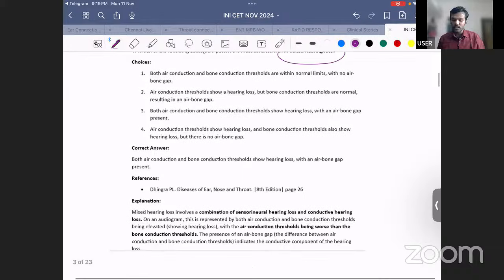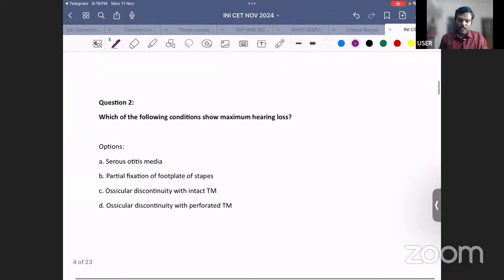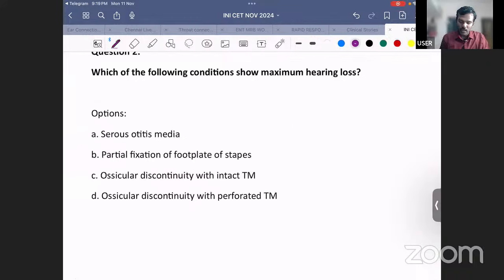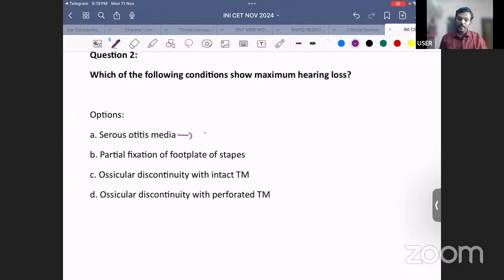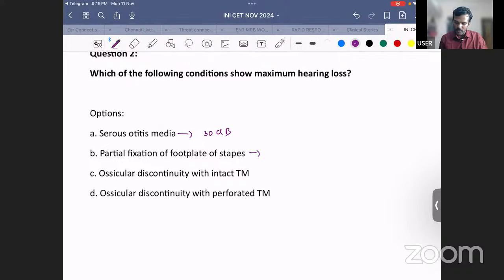Next question, something similar to the hearing loss classification. Out of these pictures, which is having maximum hearing loss? See here, serous otitis media will be having hearing loss around 30 decibel. Stapes footplate fixation again will be around 30 to 40 decibel. Ossicular discontinuity with intact TM will be around 60 decibel loss.